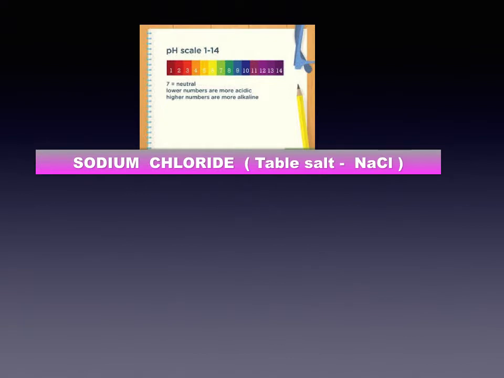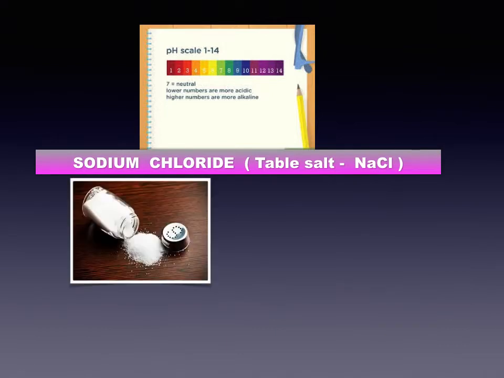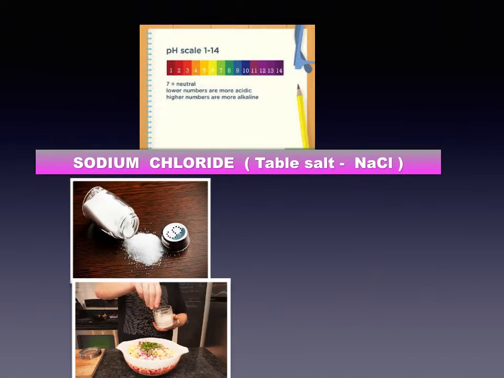The first salt is sodium chloride, common name table salt, chemical formula NaCl. Table salt or common salt, which gives a salty taste to food, is the most used of all salts. Its chemical name is sodium chloride. Sodium chloride is formed by neutralization reaction between sodium hydroxide and hydrochloric acid. As we have already seen, this is a neutral salt and the pH value of its aqueous solution is 7. Now we shall see a few properties and uses.